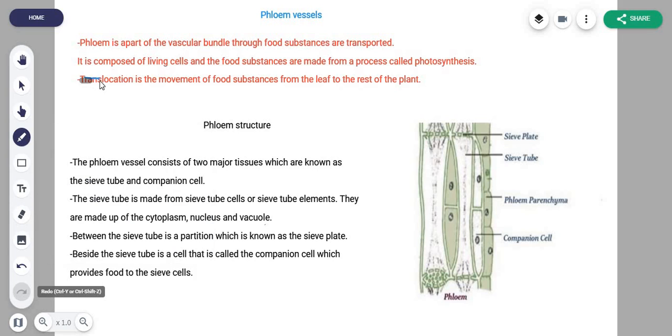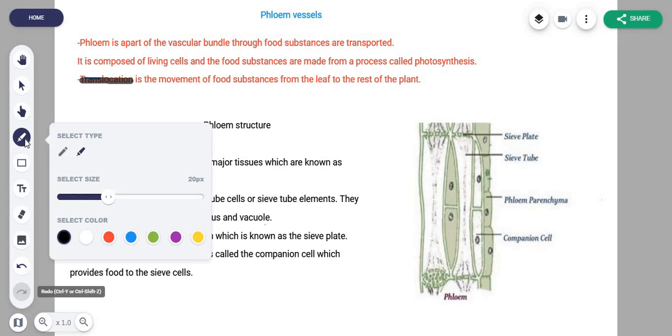So translocation will come in a great amount of detail, so just understand that this highlight emphasizes the fact that it is very important, okay? We're going to discuss more about it, but for now let's understand what this is. Translocation is the movement of food substances from the leaf to the rest of the plant. So let's get a bit of a visualization for better understanding, okay?